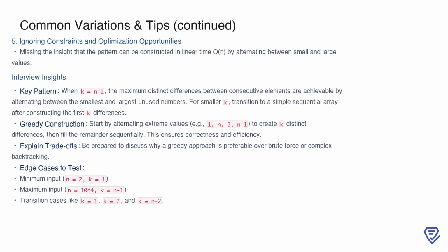Furthermore, during interviews, you should be prepared to explain why this greedy method is preferable to alternatives like brute force or backtracking. It's also important to highlight edge cases that you've tested, such as the smallest input, n equals 2, k equals 1, the largest input, n equals 10 to the power of 4, k equals n-1, and transition cases like k equals 1, k equals 2, or k equals n-2.